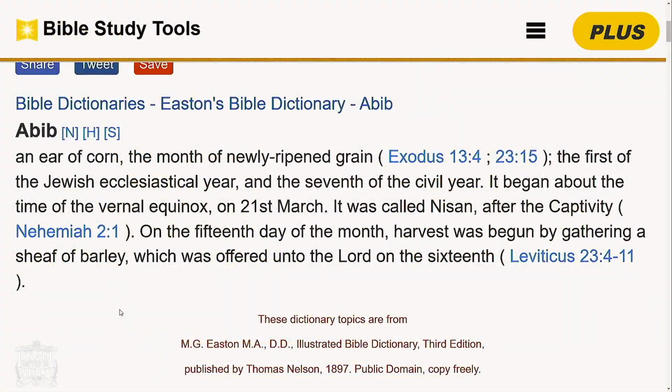This is Bible Study Tools: Abib, an ear of corn, the month of newly opened grain. Ripened grain, Exodus 13:4, 23:15. The first of the Jewish ecclesiastical year, and the 7th of the civil year. It began about the time of the vernal equinox. You see that? The vernal equinox. Let's see what vernal equinox means.